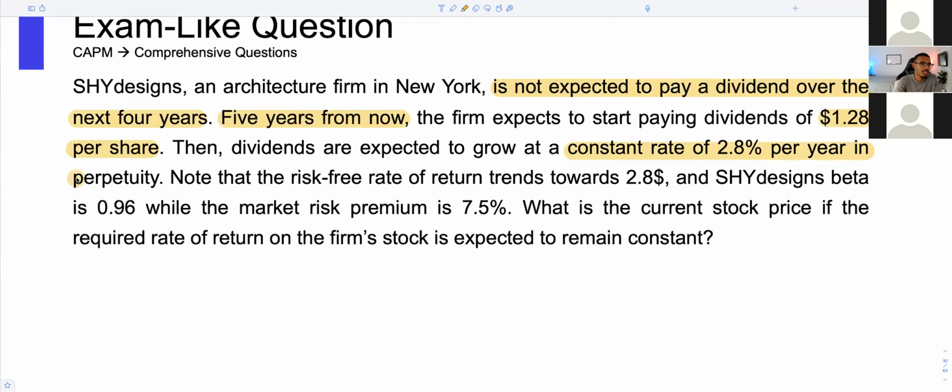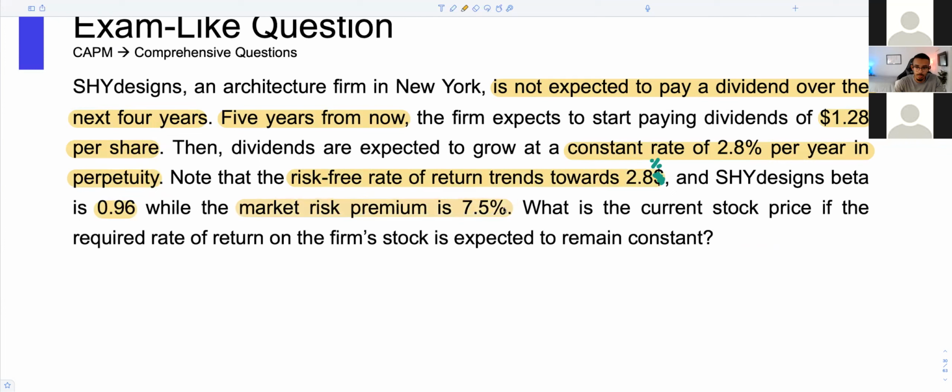Note that the risk-free rate of return trends towards 2.8%. Okay, so this should be 8%. Trends at 2.8%. So that's the risk-free rate of return. Okay, so we can highlight that as well. And Shy Designs beta is 0.96. All right, while the market risk premium is 7.5%.